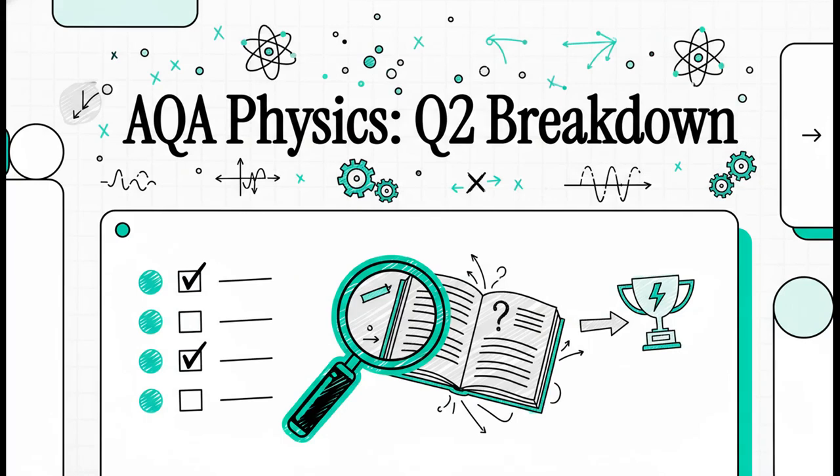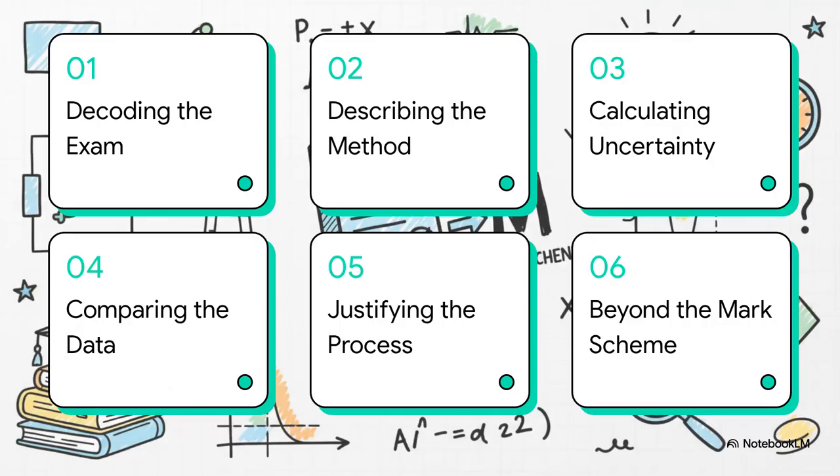Sometimes the best way to figure out what examiners are really looking for is to think like one. So today, that's exactly what we're going to do. We're going to break down an official AQA physics exam question, and we'll use the official mark scheme to see what separates a good answer from a truly top marks answer. Okay, let's get right into it.